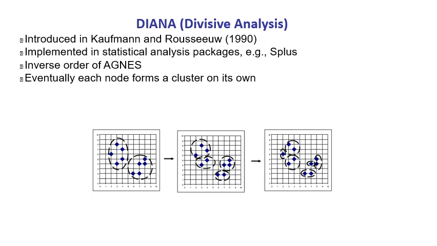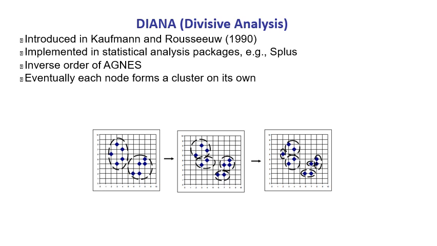In supervised learning, we know exactly what input has to be given and what will be the output. When such things are known to us, we call it supervised learning. If that is not known, that is, if the predefined classes are not known to us, we are going to call it unsupervised learning. So Diana is the divisive analysis, which was introduced by Kaufman and Rousseeuw in 1990. This is exactly the opposite of Agnes, implemented in statistical packages like S-Plus. Eventually, each node forms a cluster on its own.